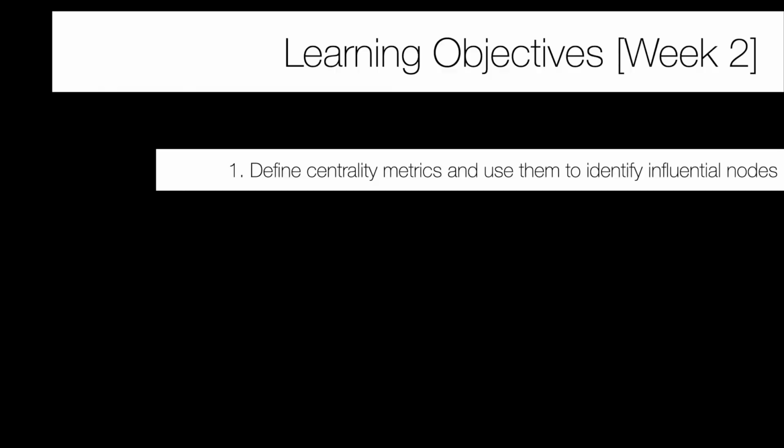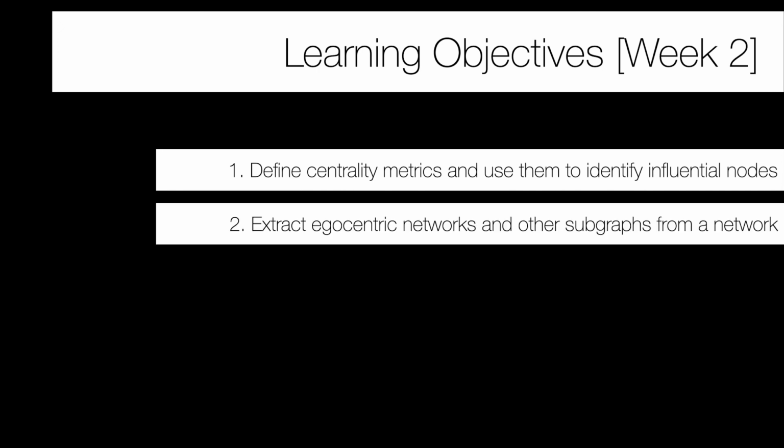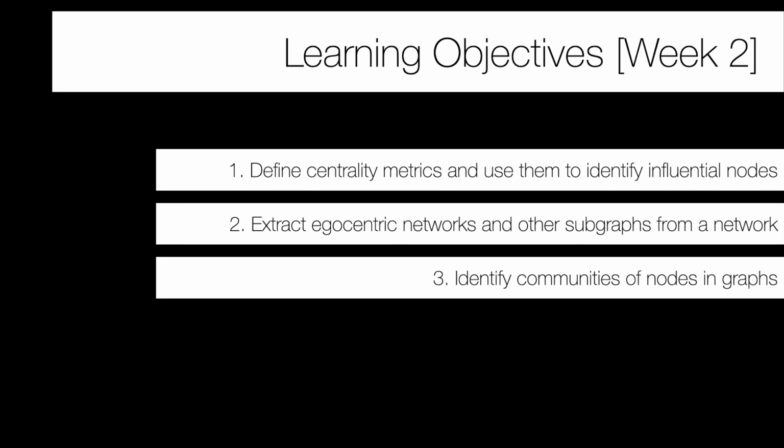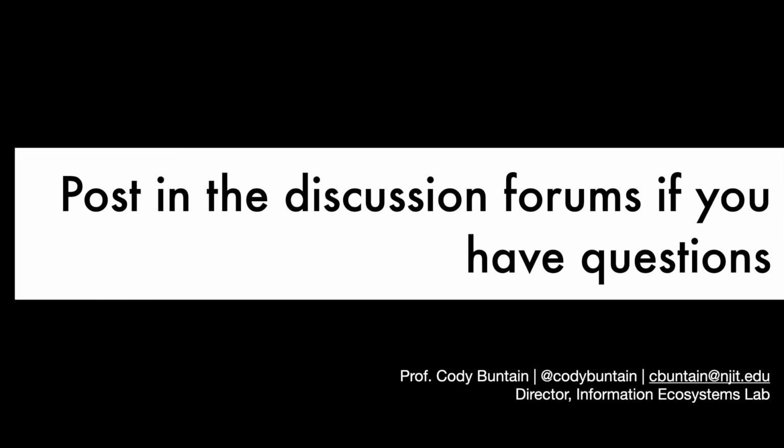All right, so that wraps us up for week 2. We've defined centrality metrics and used them to identify influential nodes. We've talked about egocentric networks and other kinds of subgraphs, connected components, and cliques. And then we've talked about several methods to identify communities of nodes in graphs, from Girvan-Newman to Louvain to potentially bisection if you know the value of k beforehand.